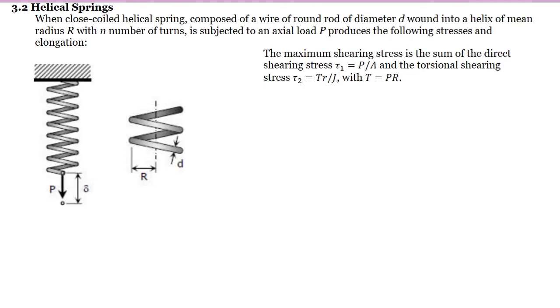Topic 2 of our Module 3 is helical springs. Enclosed coiled helical springs, composed of a wire of round rod of diameter d wound into a helix of mean radius r with n number of turns, is subjected to an axial load P, produces the following stresses and elongation. The maximum shearing stress is the sum of direct shearing stress P over area and the torsional shearing stress TR over J, with T equal to P times R.